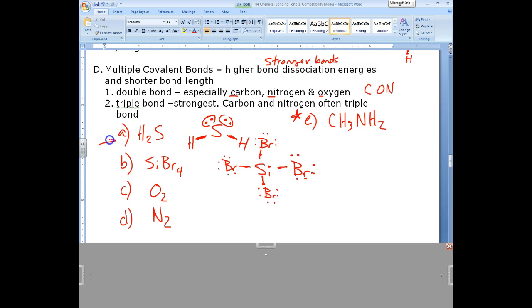Up here, the one I didn't talk about with letter A: this sulfur is happy. It has access to 1, 2, 3, 4, 5, 6, 7, 8. And each hydrogen, because he's a little guy, is happy with 2, and they both have access to 2.